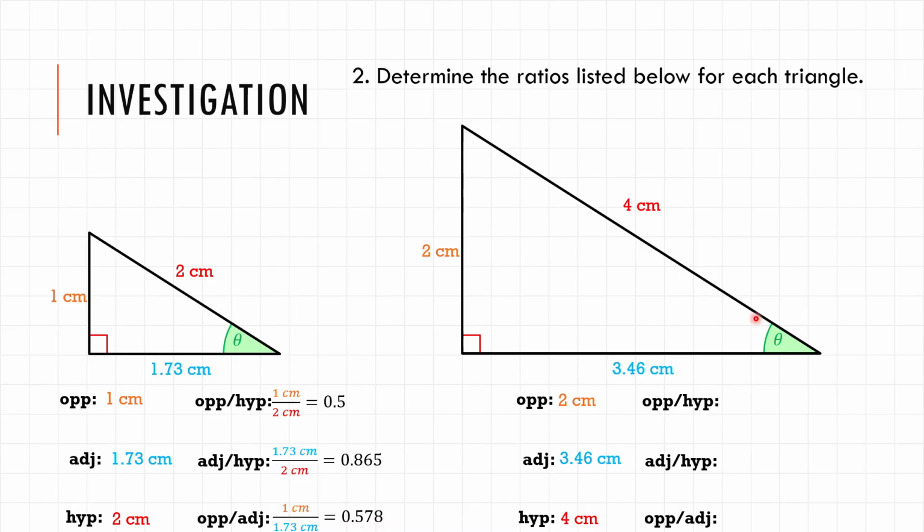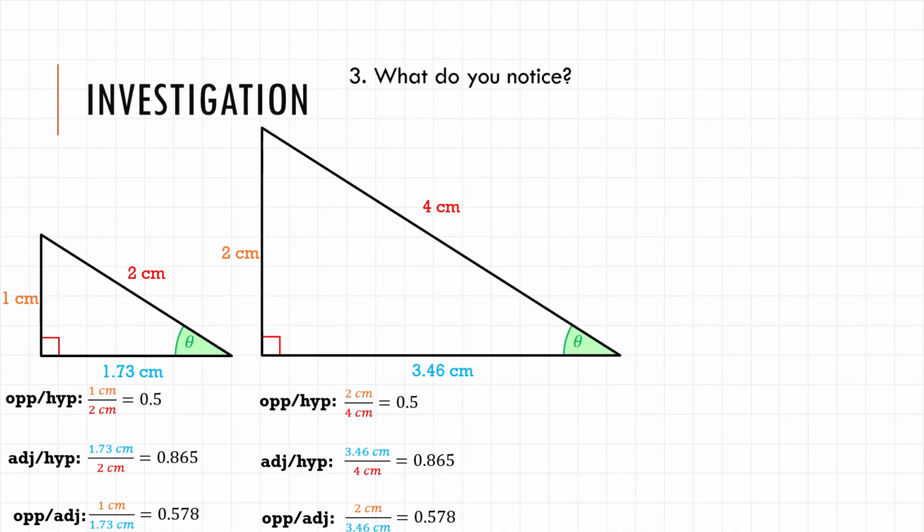Now, if you look at this triangle, which is a little bit larger, we can see that the opposite divided by the hypotenuse would be 2 divided by 4, and that gives us 0.5 as well. When I take the adjacent, 3.46, and divide that by the hypotenuse 4, I get 0.865. And when I take the opposite, which is 2 centimeters, and divide it by the adjacent 3.46, I get about 0.578. The last question I'm going to ask you is, what do you notice? Pause the video right here and see if you notice anything.